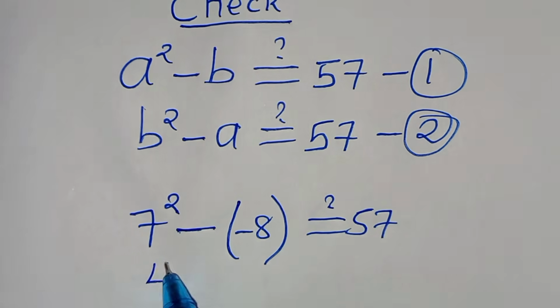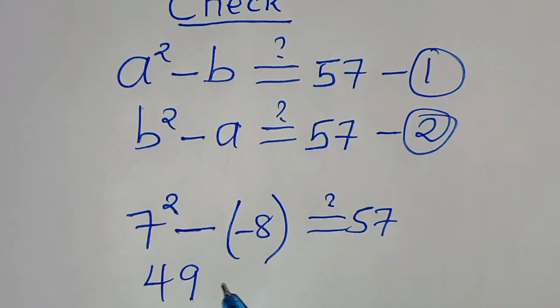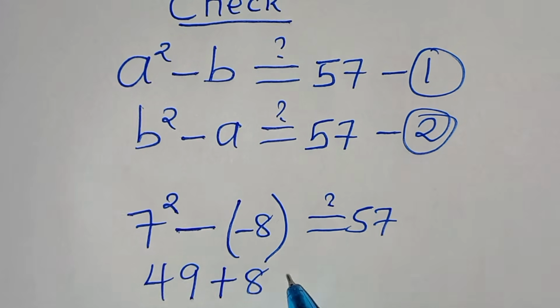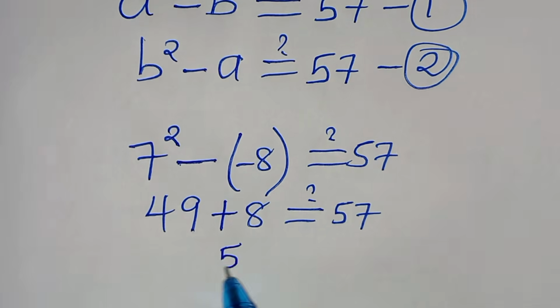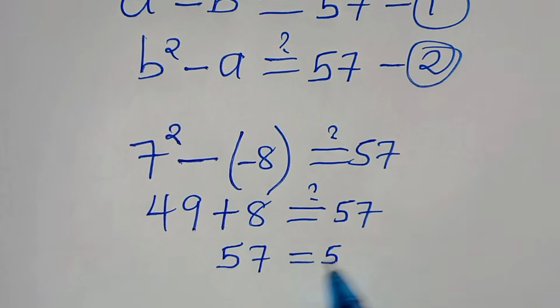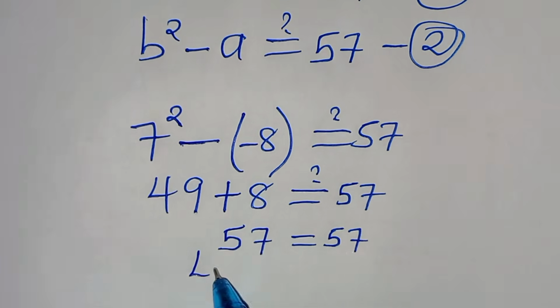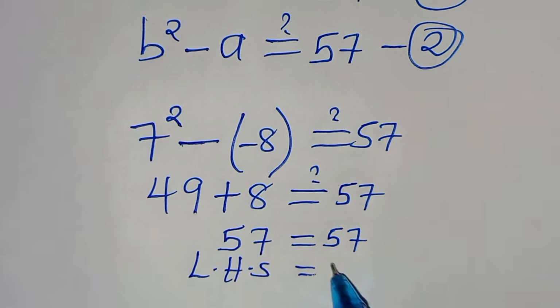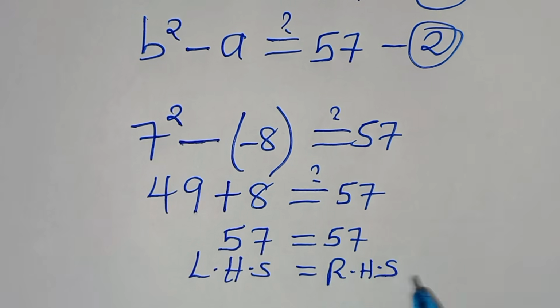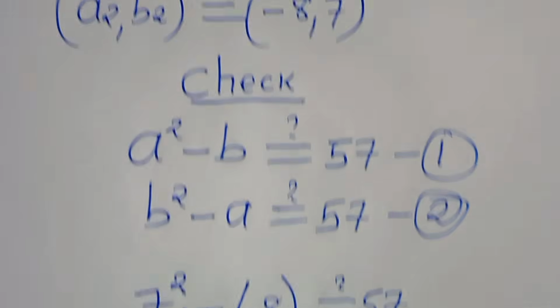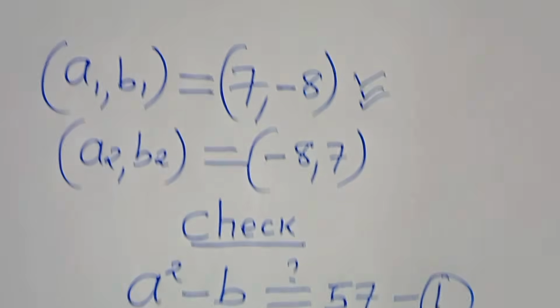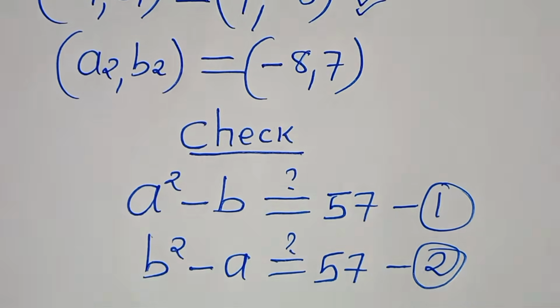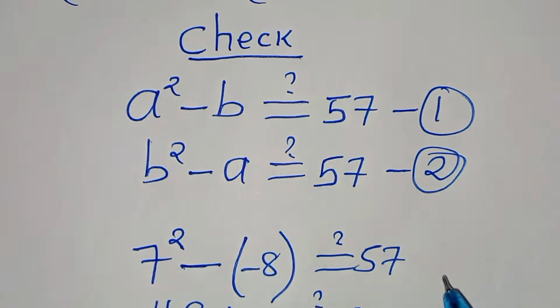So 7 squared is 49. Minus times minus is plus 8. So 49 plus 8 is equal to 57, which is equal to 57. So this implies that the left hand side is equal to the right hand side, and this affirms that the first set of solution here satisfies the equation. Let's check the second set of solution here using equation 2.